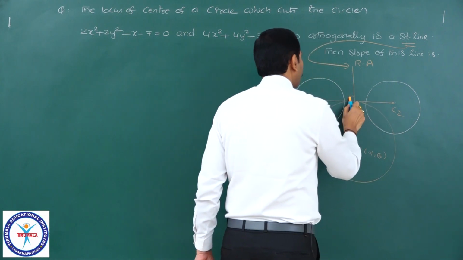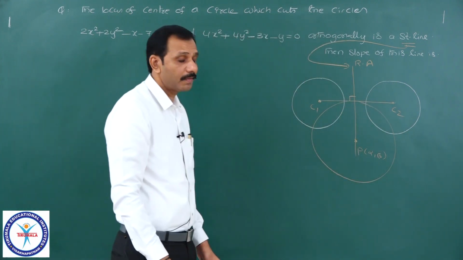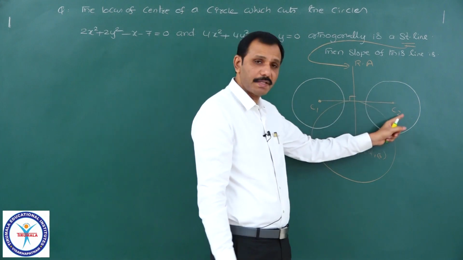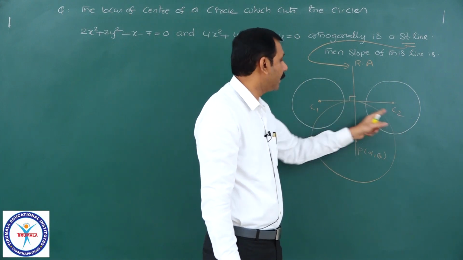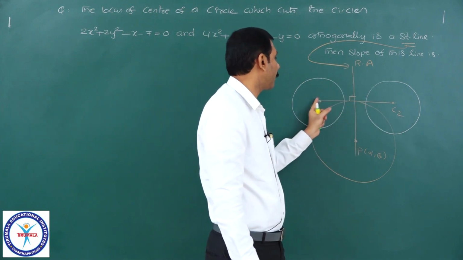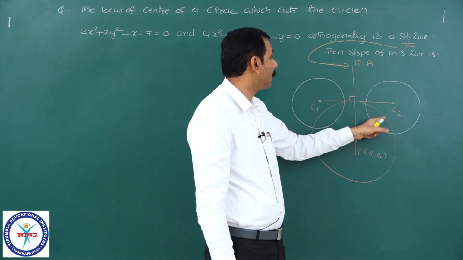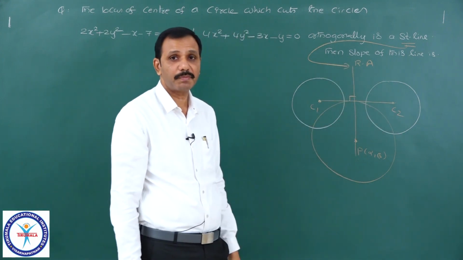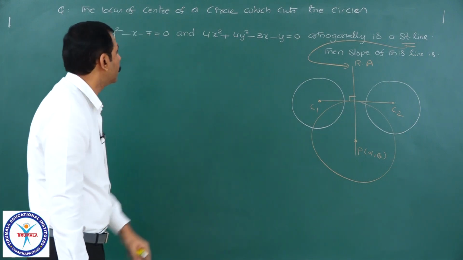Here, you need not even find the radical axis. What I will do is take the slope of C1, C2. If it is equal to m, because the radical axis is perpendicular to the line joining the centers, then the radical axis slope is minus 1 by m only. Let me write what C1 and C2 are.